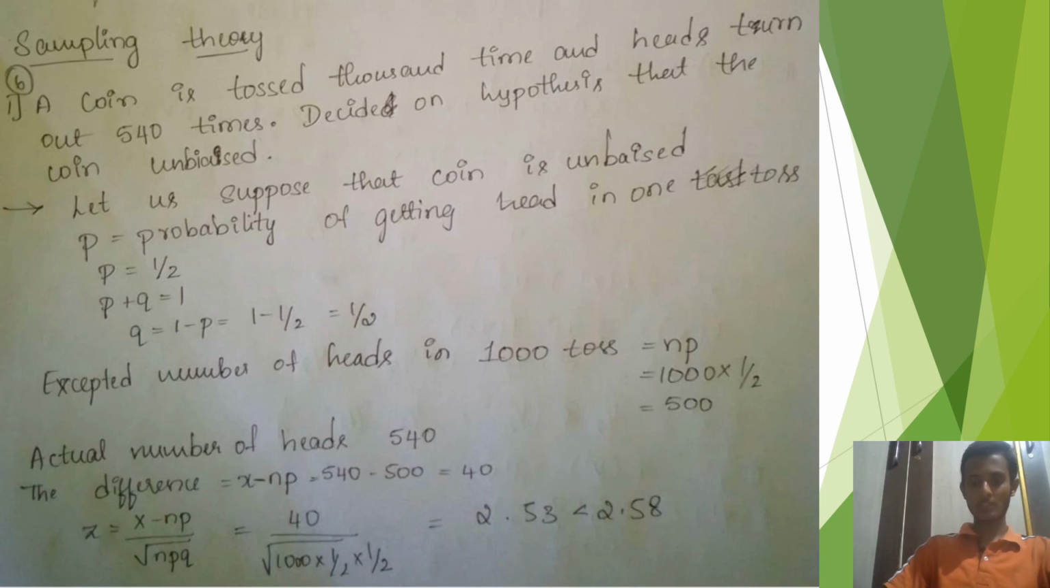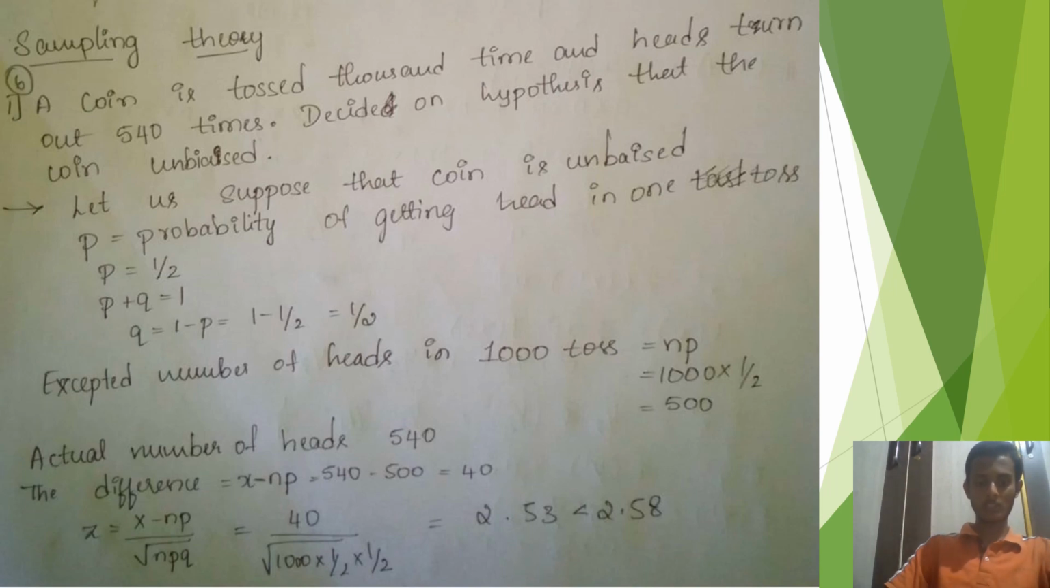Actual number of heads is given in the question: the actual number of heads is 540. The difference is X minus np, where X is 540, the number of heads that turned up, and np is equal to 500. 540 minus 500 is equal to 40.